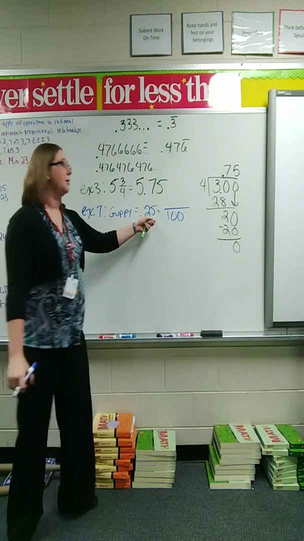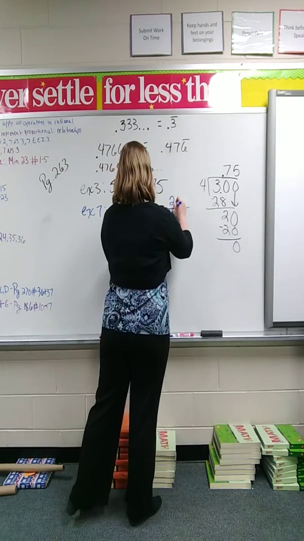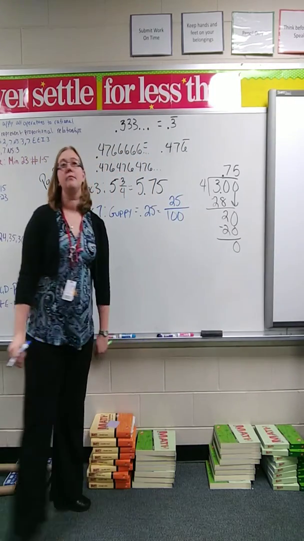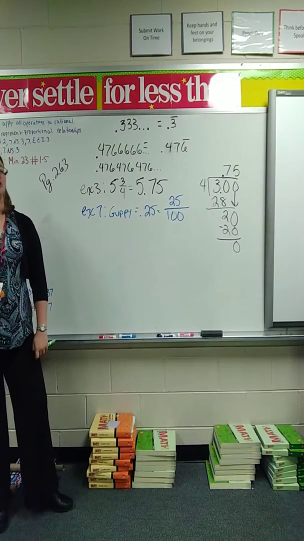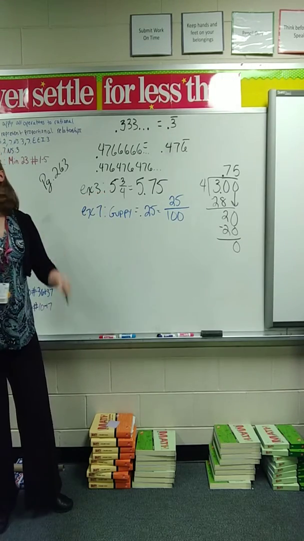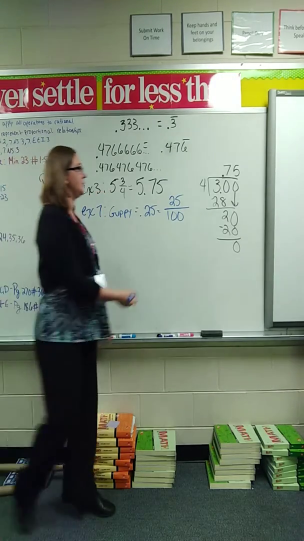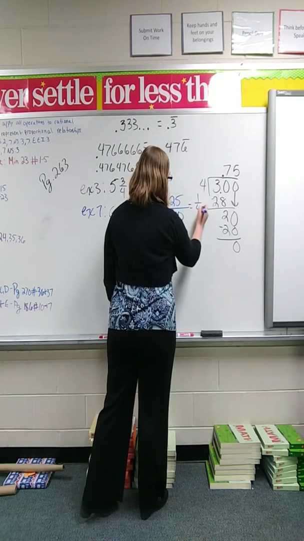The rest of the number becomes our numerator. And then we simplify our fraction. 25 can go into 100 4 times, so that means we can simplify this to 1/4.